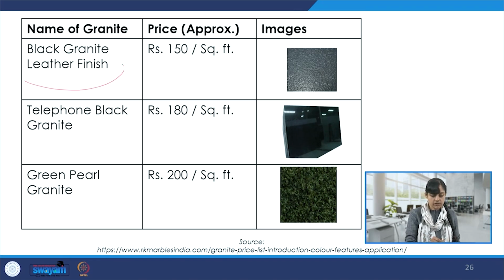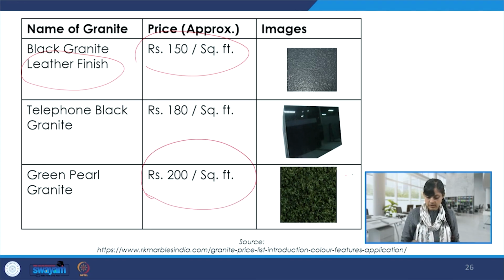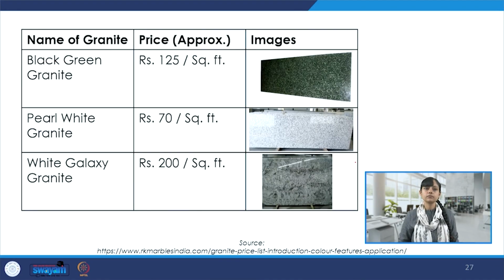And there is something which has a leather finish which starts at 150 per square feet. There is a green pearl granite, 200 per square feet, looks something like this. And then there is white Galaxy granite, again 200 per square feet. So there is a wide variety which is available, and depending on the affordability, for what purpose it is being selected, and what is the taste of the clientele, we can just pick and choose. Of course, applying our own sensitivities as designers and picking up the right stone which is suited for which area.